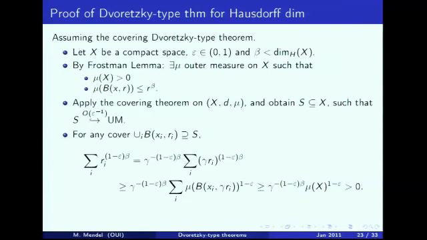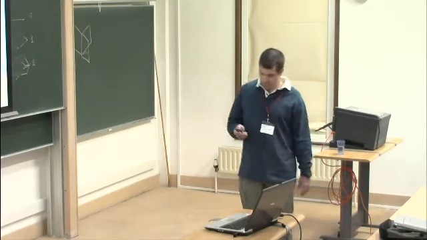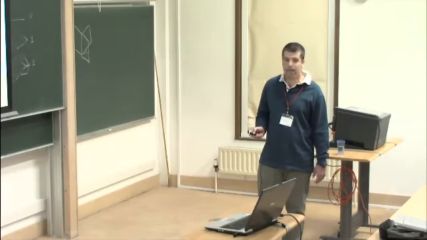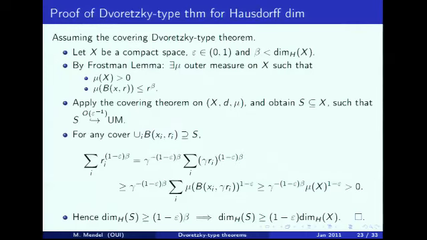So this proves that the Hausdorff content of S, the 1 minus epsilon times beta Hausdorff content of S, is positive, which means that the Hausdorff dimension of S is at least 1 minus epsilon times beta. But this was true for any beta smaller than the Hausdorff dimension of X. So we just proved the theorem for the Hausdorff case.